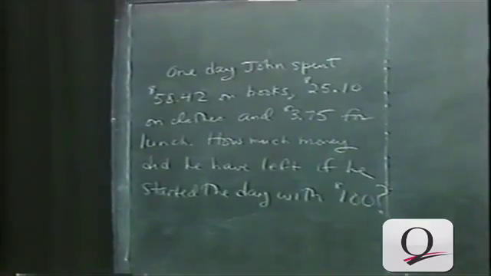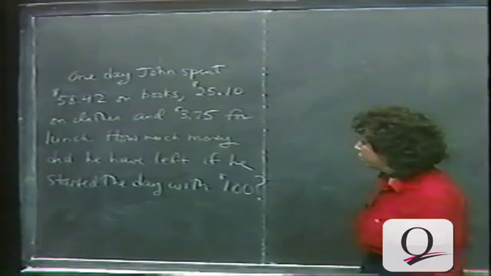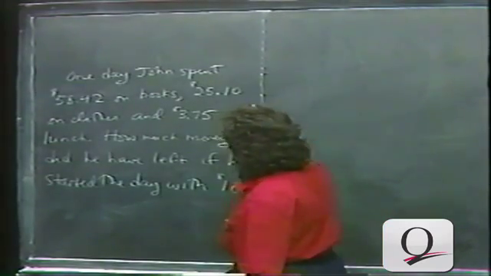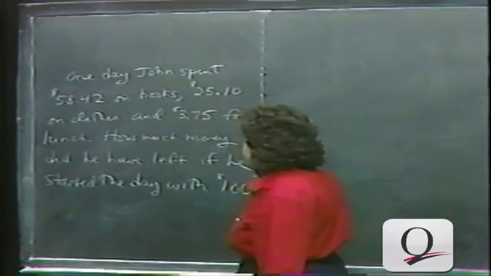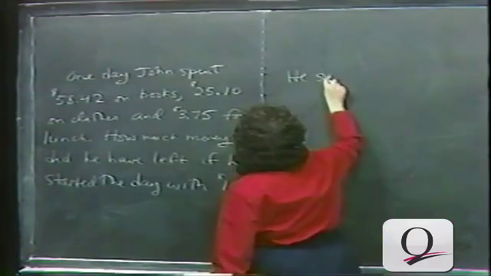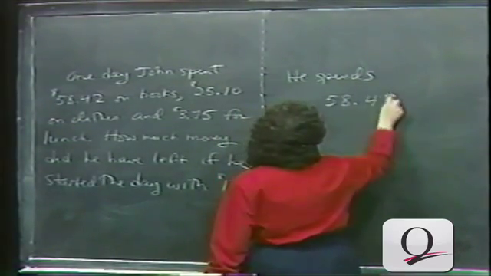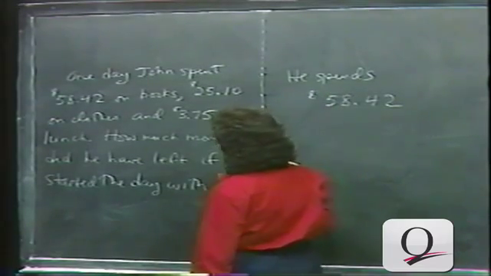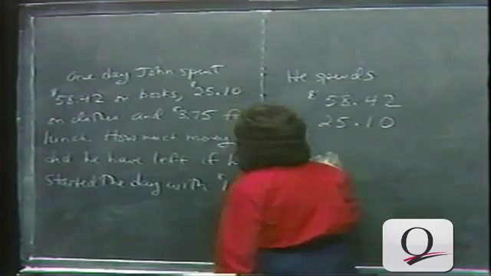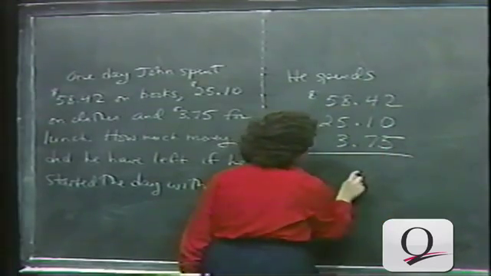Okay, I said this was an example involving decimals. Problems involving dollars and cents are really problems involving decimals. They're usually the first decimals that you work with. Okay, he's buying books, clothes, and lunch, and he starts off with $100. Let's first figure out how much he spends. He spends $58.42 plus $25.10 and $3.75. So this is an addition problem involving decimals.